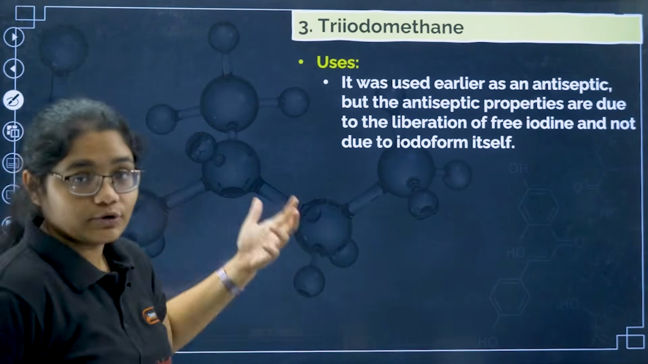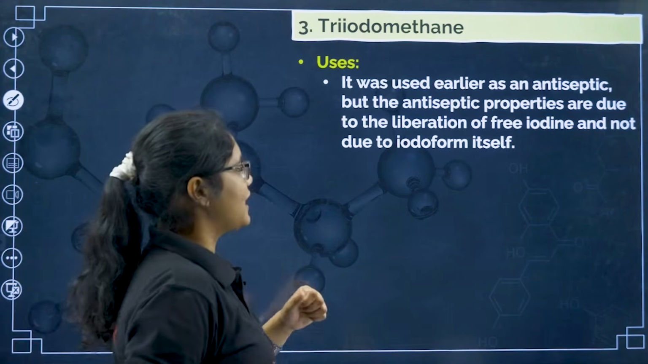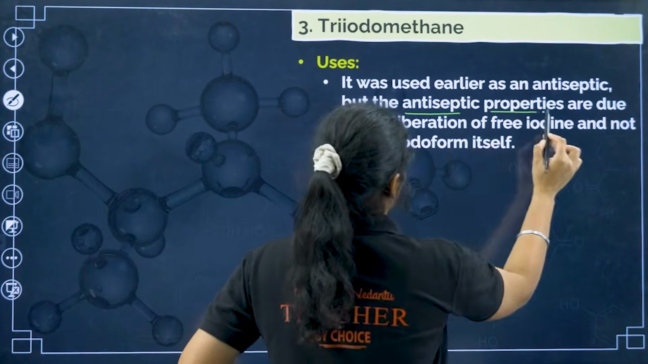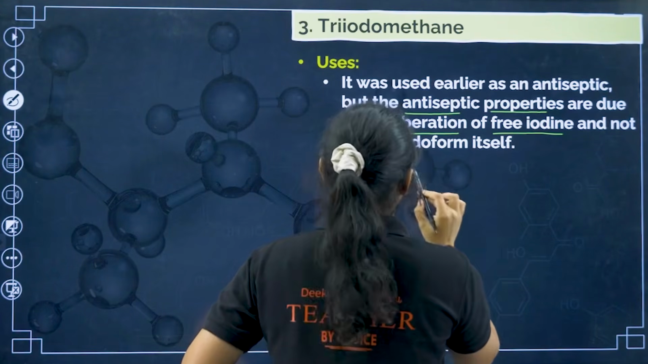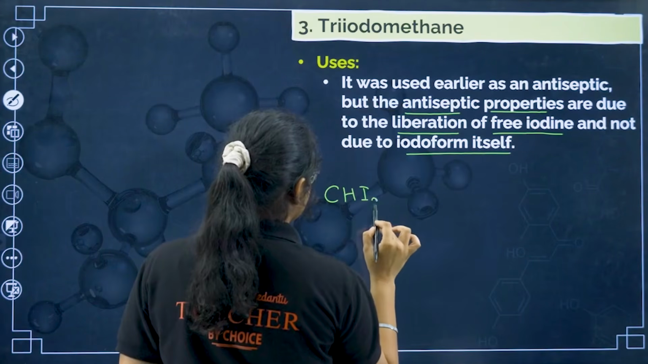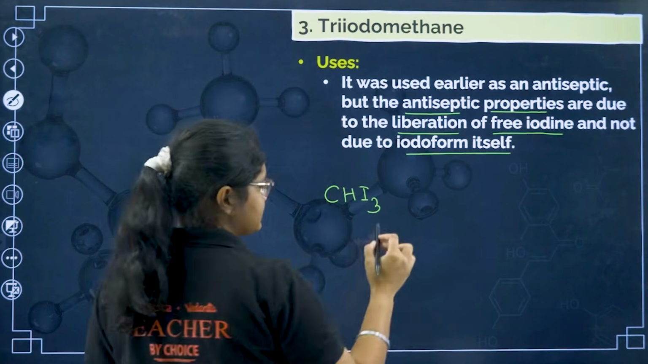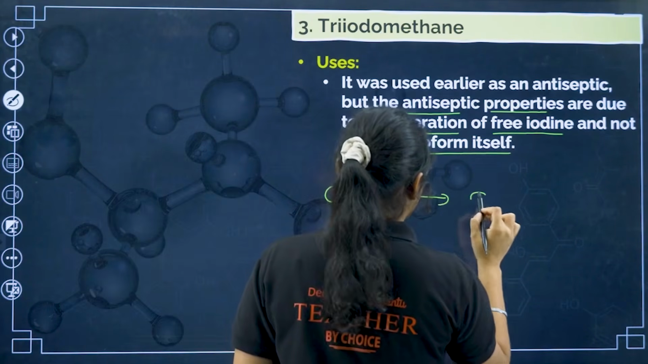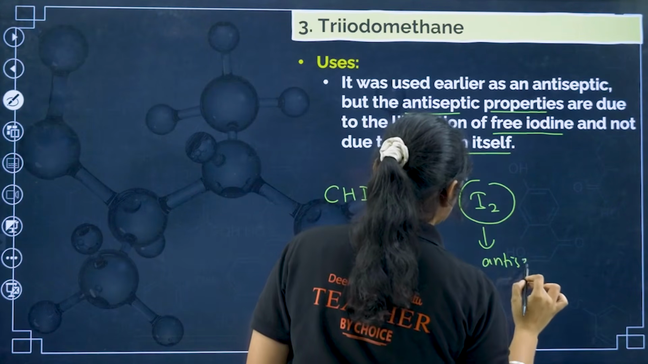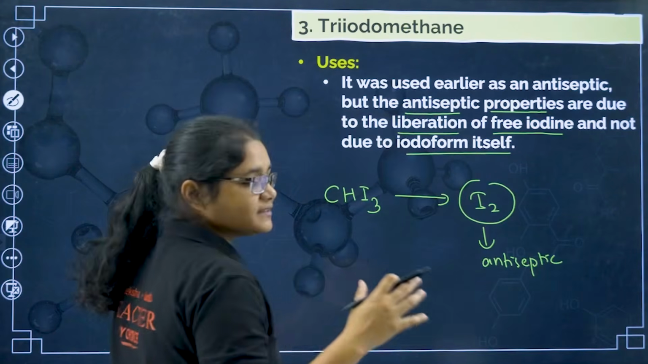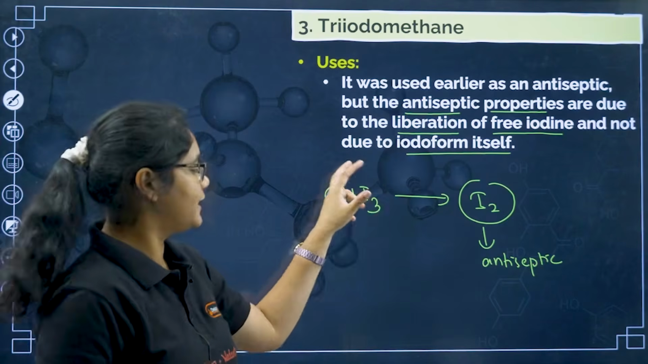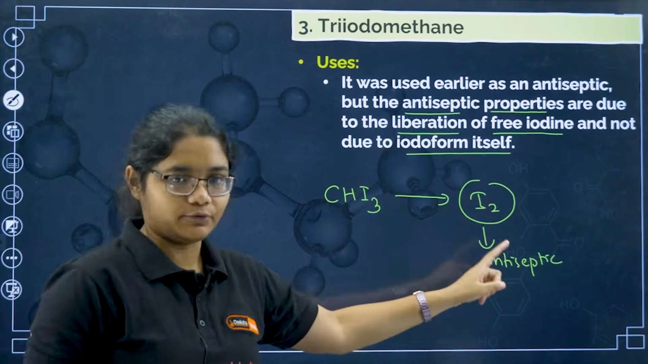Next we have triiodomethane. It was earlier used as an antiseptic. But here you should remember that the antiseptic property is due to the liberation of free iodine and not due to iodoform itself. The iodoform formula is this one. But when you apply it as an antiseptic, it releases I2, and this I2 is used as an antiseptic agent. This is the one which actually protects our wound from further infection. I2 is produced from this, so it is not iodoform directly involved, but I2.